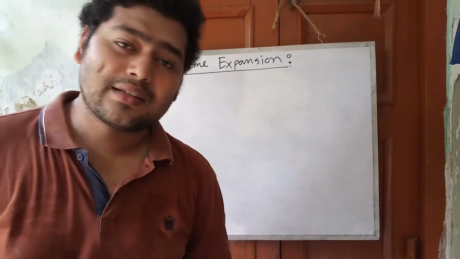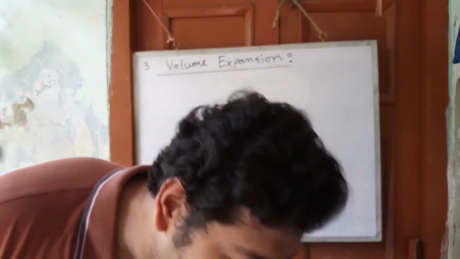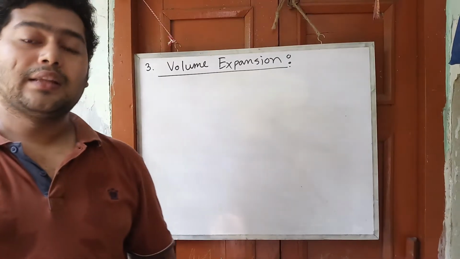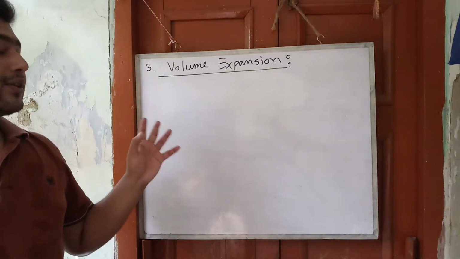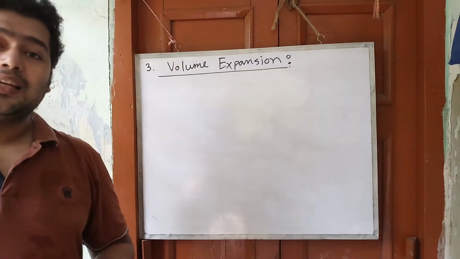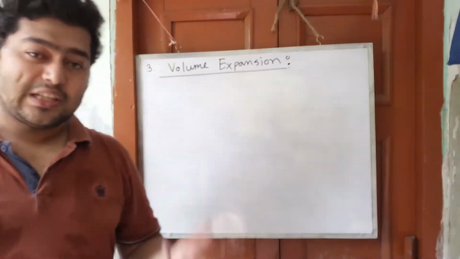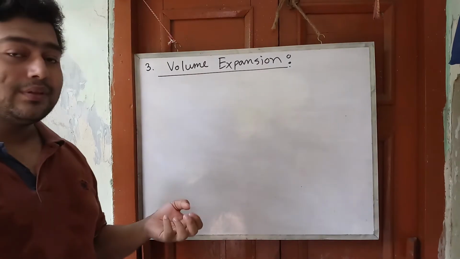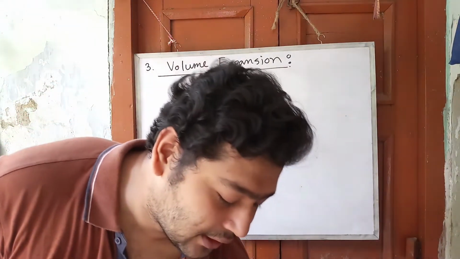If we heat a solid cube, then its volume will increase. This is called volume expansion. If we heat a solid cube, then volume is increased. So this phenomenon is called volume expansion.